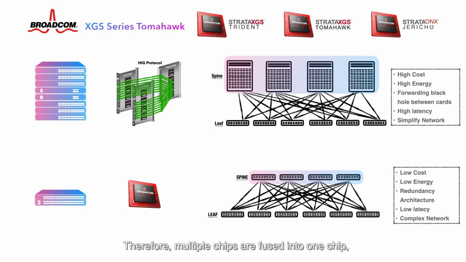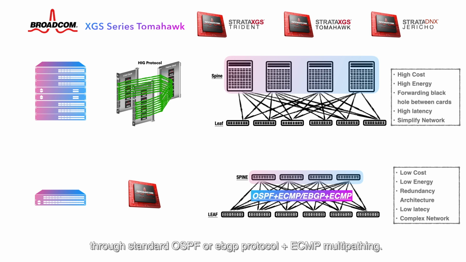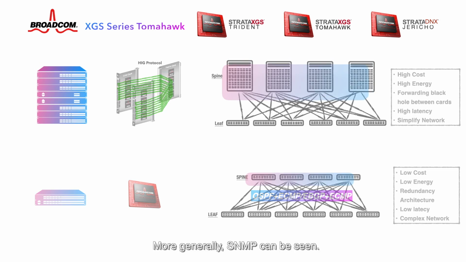Therefore, multiple chips are fused into one chip, and multiple boxes are designed, such as 4 or 8, to increase architecture redundancy. At the same time, IP cloud networking is more standard through standard OSPF or eBGP protocol, plus ECMP multi-pathing. More generally, it can be seen through SNMP.